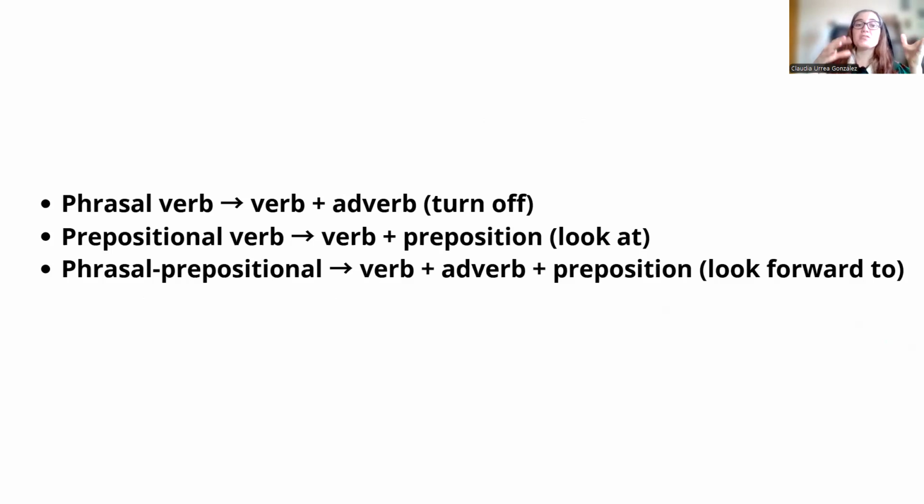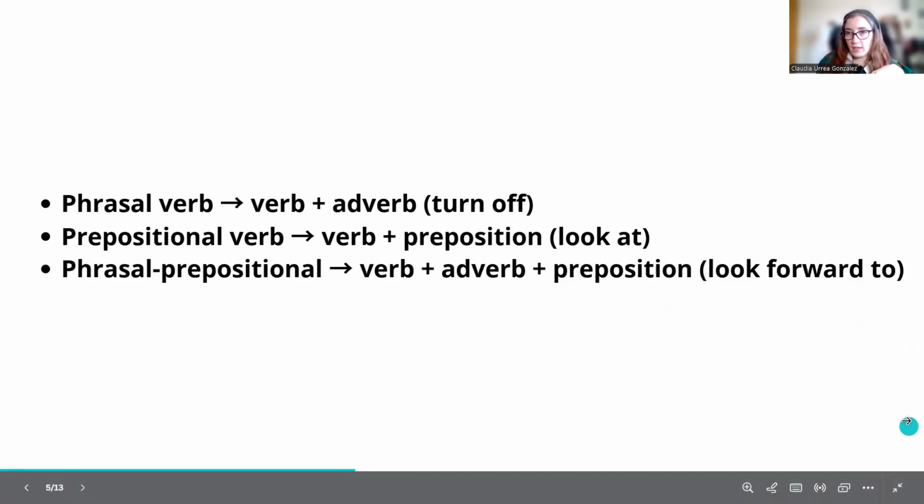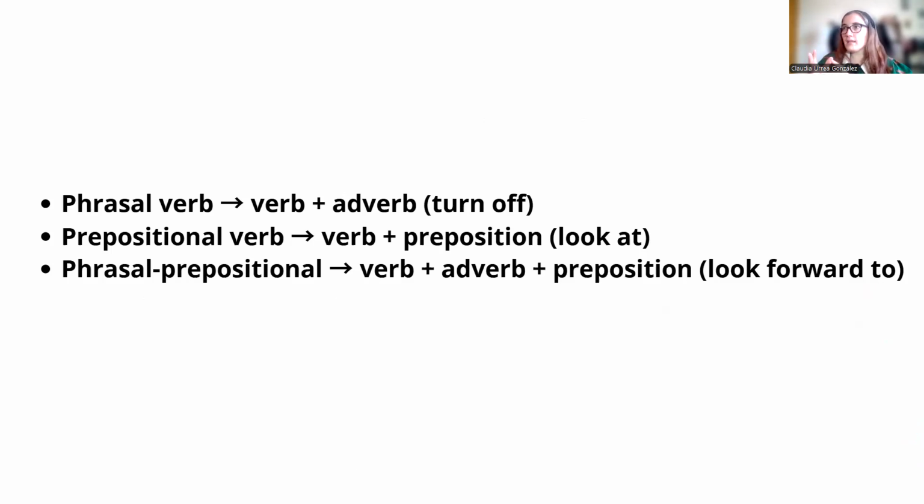Then we have the phrasal prepositional verb. In this case, we have both of the examples we talked about earlier. We need a preposition and we need a phrasal verb, or to add an adverb. For example, look forward to. Here we have a multi-word verb that is composed of three words, right?